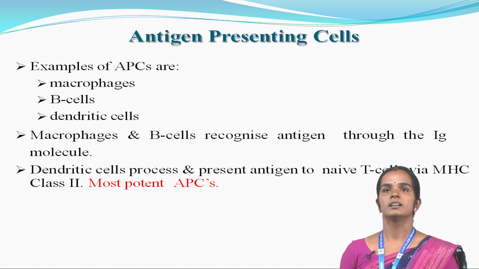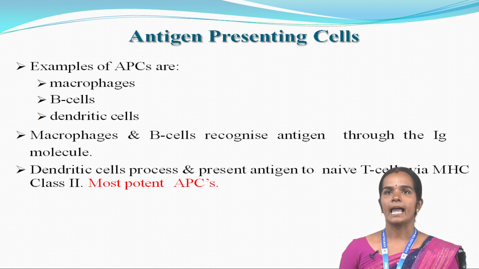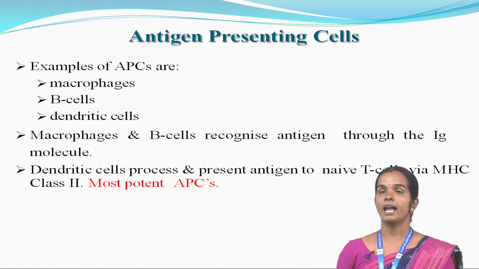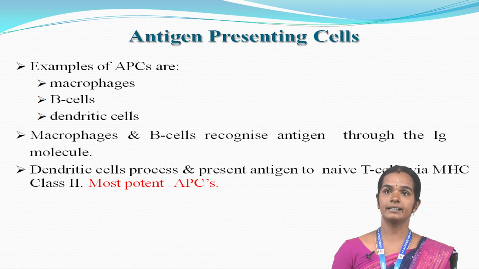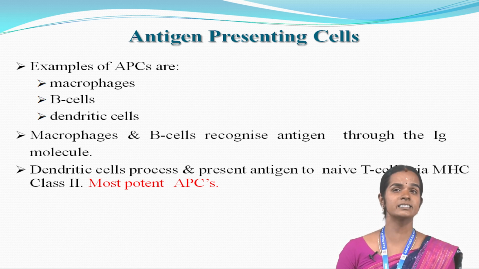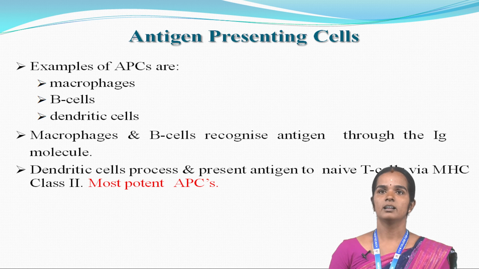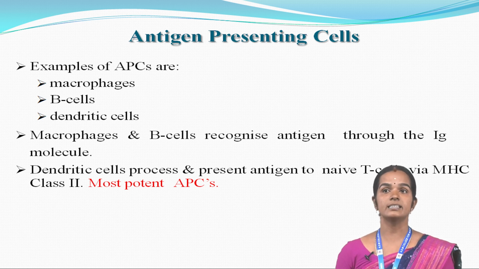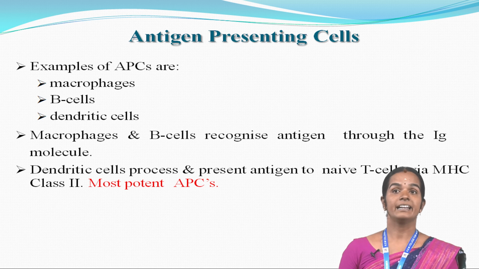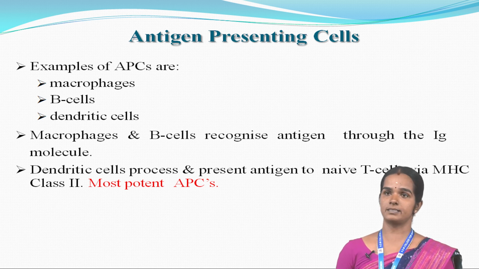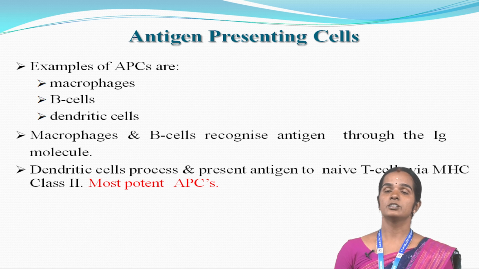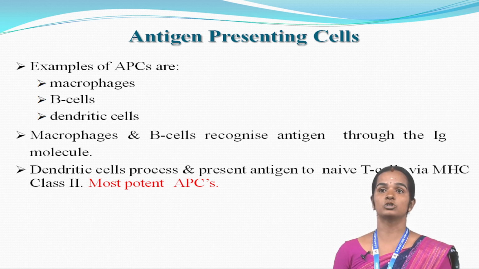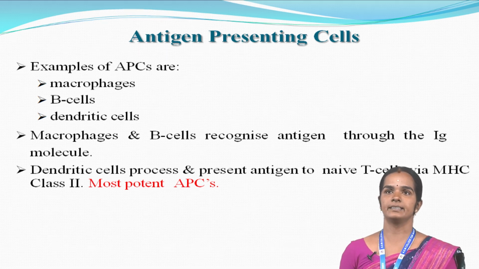These are also examples of APC, antigen presenting cells. First of all, we see macrophages, B cells, and dendritic cells. Dendritic cells are also called DC. Macrophages and B cells recognize antigen through immunoglobulin molecules. Dendritic cells process and present antigen to naive T cells via major histocompatibility complex class 2, and are the most potent APC.